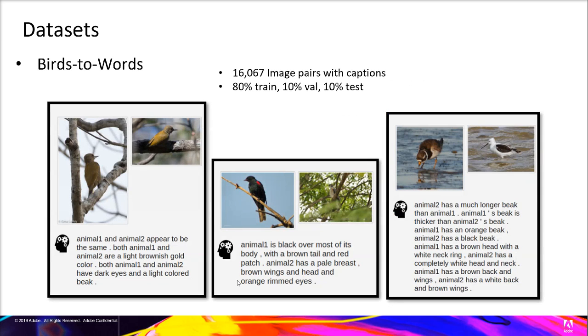And the third one is the Birds-to-Words dataset. This also has around 16k examples. The major difference in this dataset is the length of captions. For the Birds-to-Words dataset, the average length of captions is quite large, as seen in the examples shown.